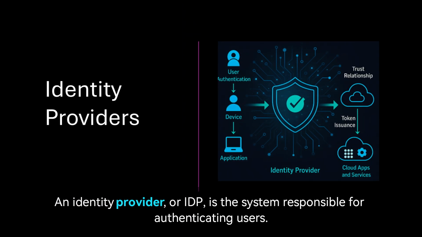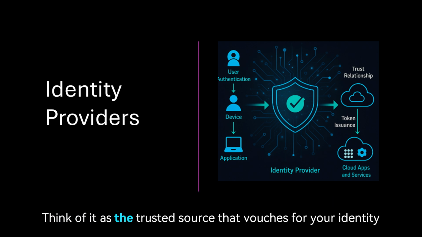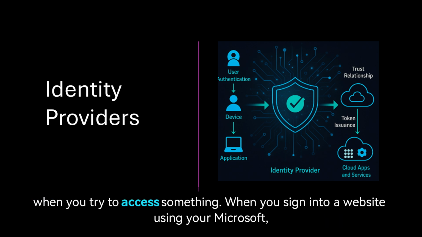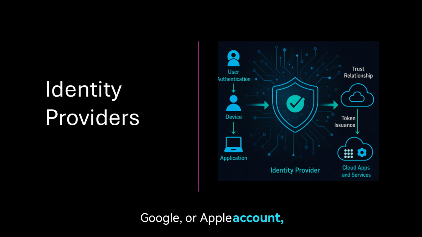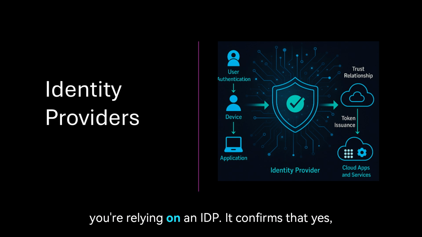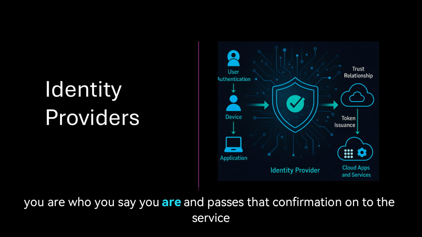An identity provider, or IDP, is the system responsible for authenticating users. Think of it as the trusted source that vouches for your identity when you try to access something. When you sign into a website using your Microsoft, Google, or Apple account, you're relying on an IDP. It confirms that yes, you are who you say you are, and passes that confirmation on to the service you're trying to access.